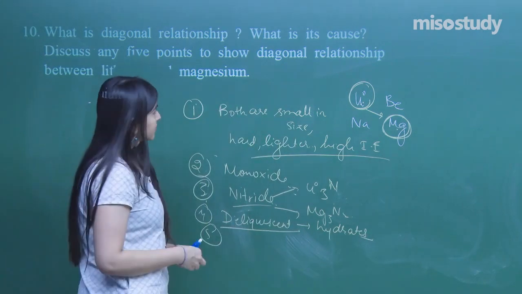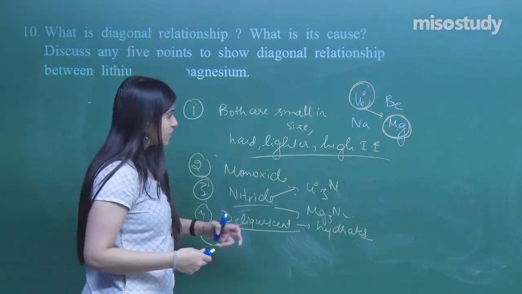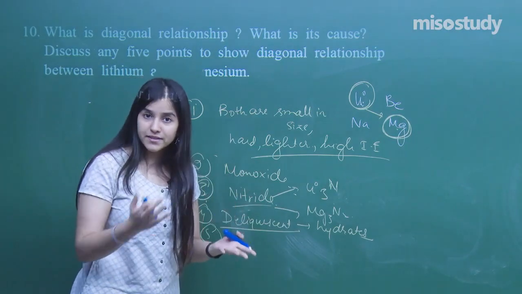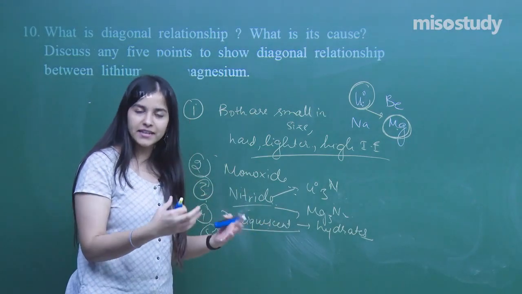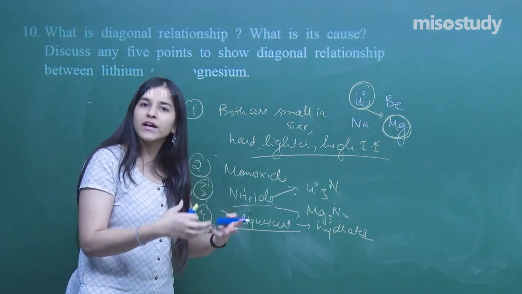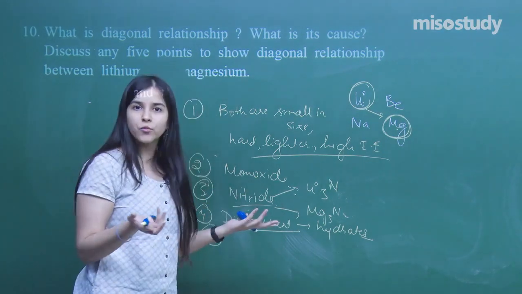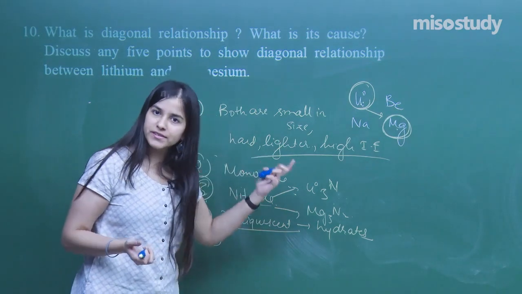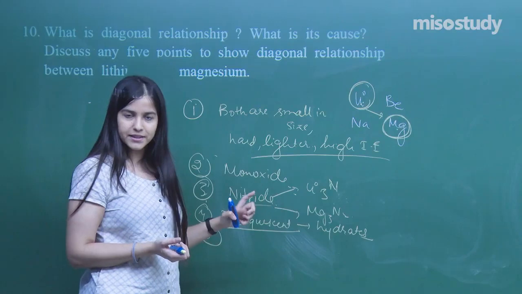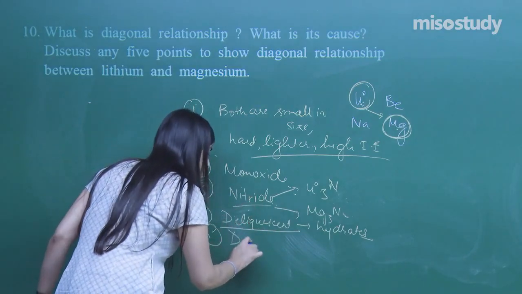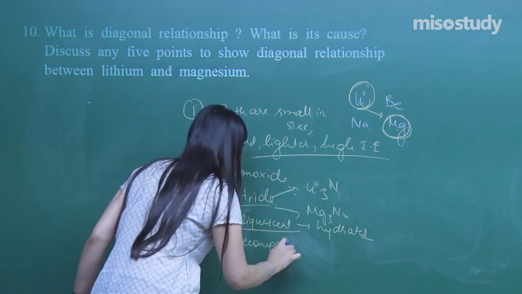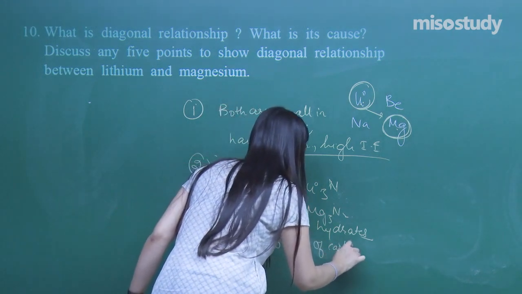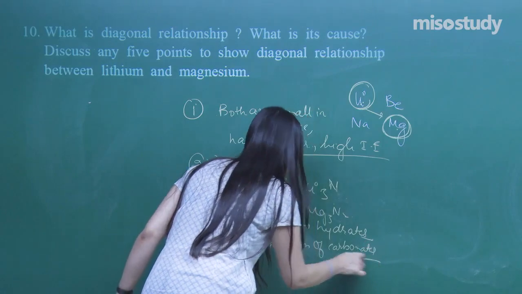What else can you write? For lithium and magnesium, you can write about the carbonates, that they get decomposed while heating up. That can be another point. These are some of the very important points that I have discussed over here. I hope that is clear to you. So, decomposition of carbonates of them you can write.